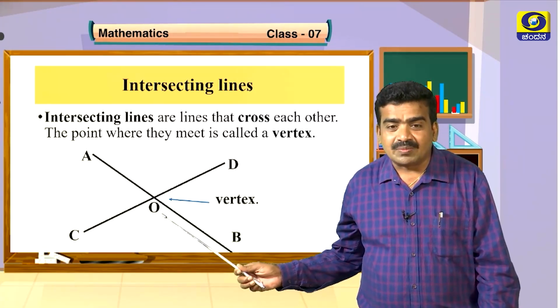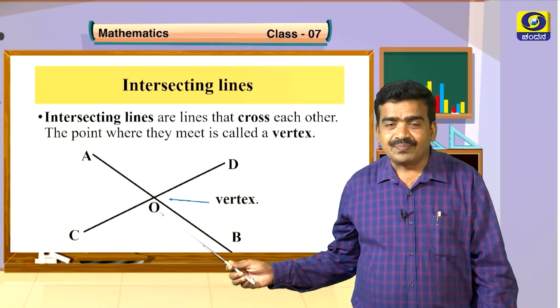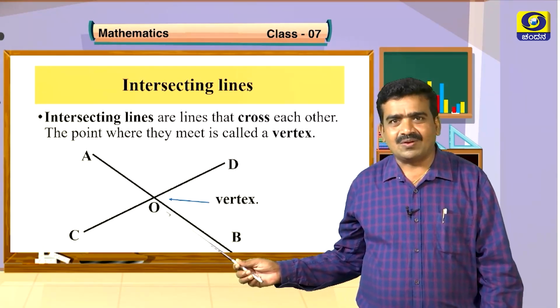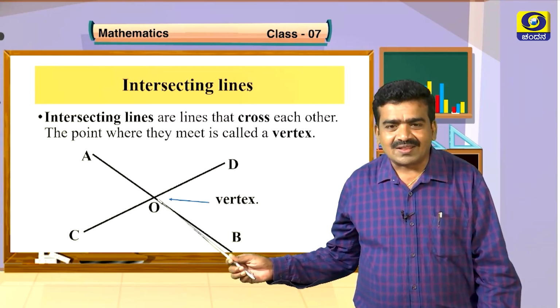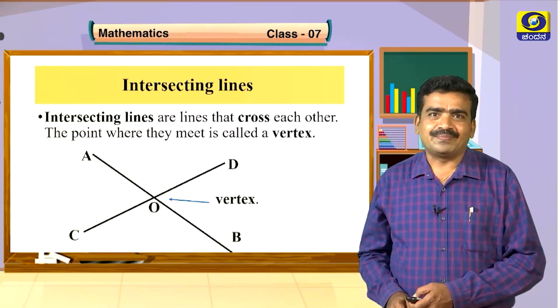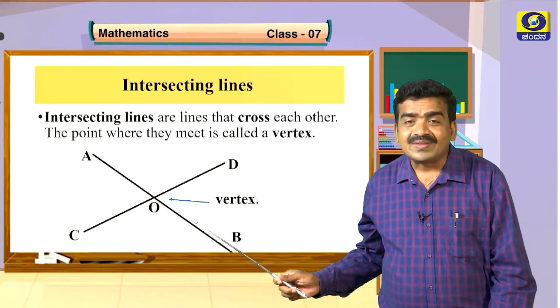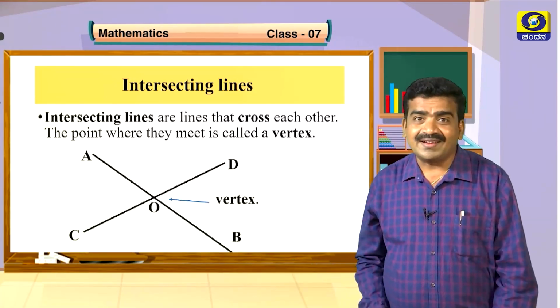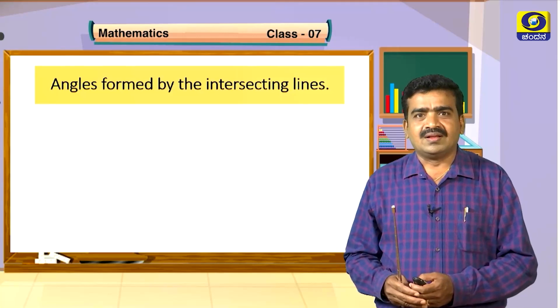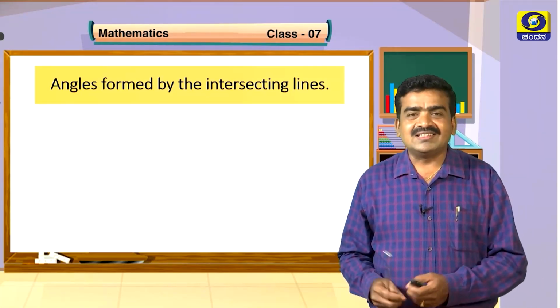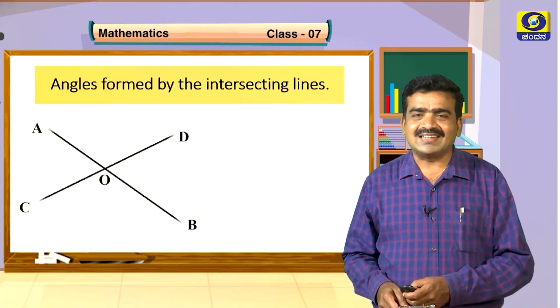That vertex is going to be represented like O, P, X, Y, etc. We are going to use a particular name for the intersecting point. That means, here in this case, there are two lines, and they intersect at a common point. Now, let us identify the angle formed by the intersecting lines.